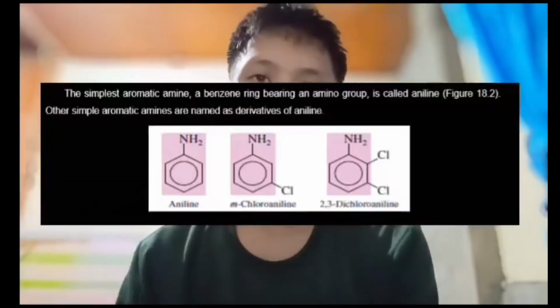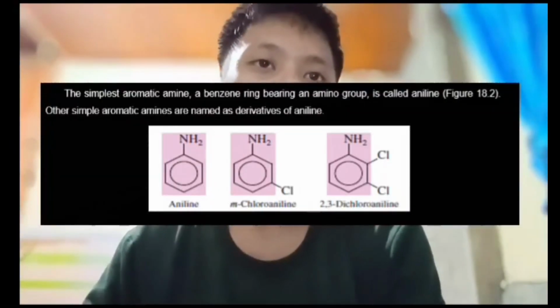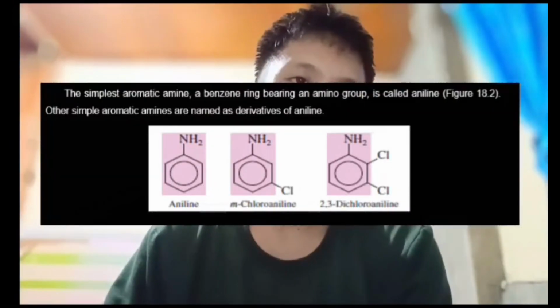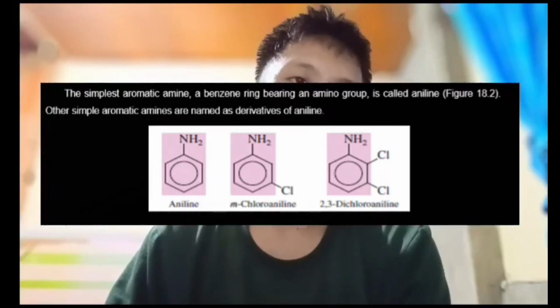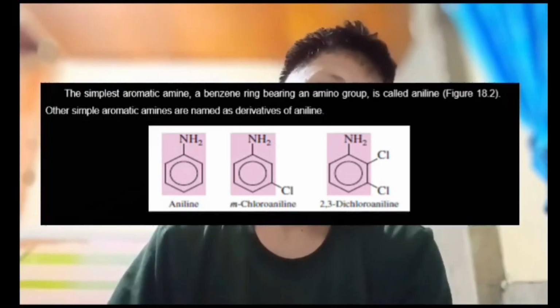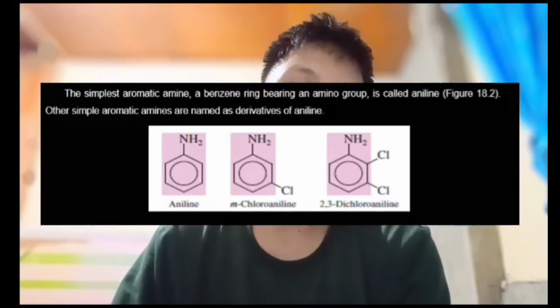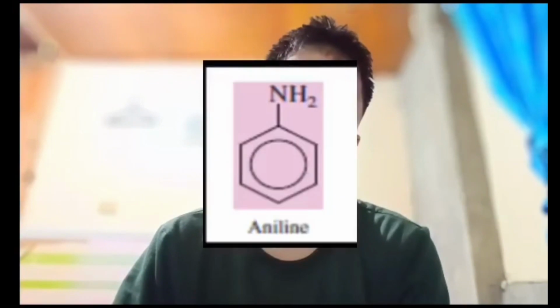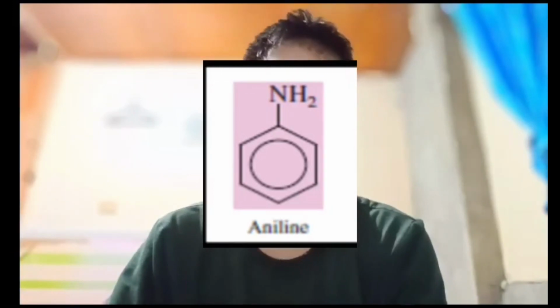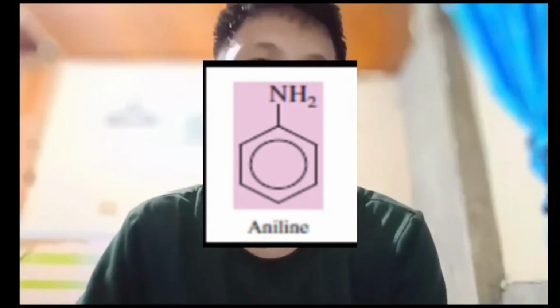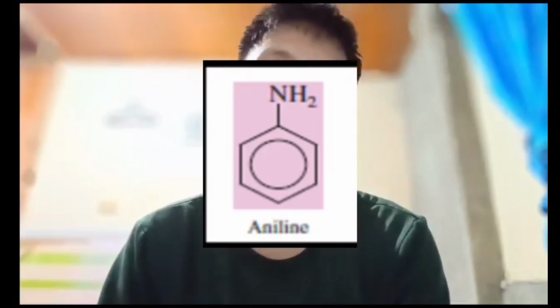Then next is the simplest aromatic amine, benzene ring bearing an amino group is called aniline. So ang tawag daw sa benzene kung naa siya sa attachment na amino group kay ang tawag sa iya is aniline. So other simple aromatic amines are named as derivatives of aniline.